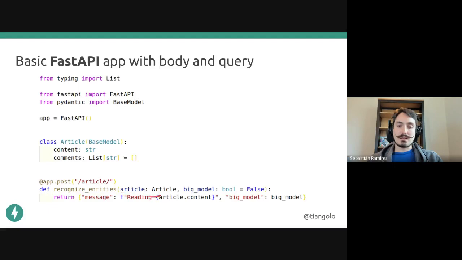FastAPI will recognize that it has to extract it from the body of the request, from JSON, and then we just declare another parameter. For example, in this case, it's big_model, which will be a Boolean that by default is false. So to declare that we want to get a query parameter, we just add another parameter to our function. And now let's go and check the docs.